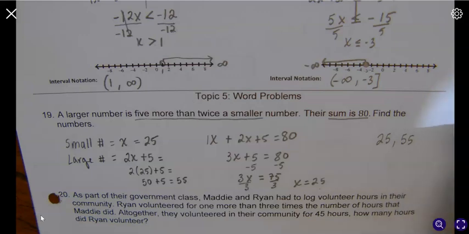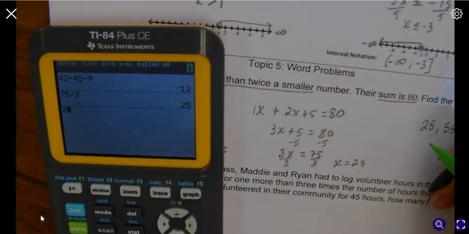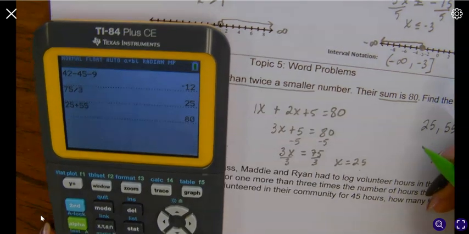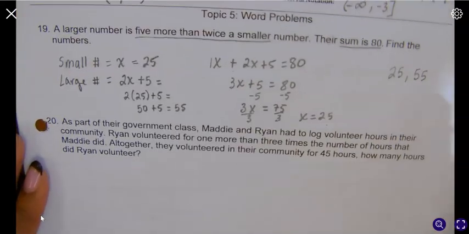And their sum has to be 80. Let's check if their sum is 80. I'm pretty sure it is. 25 plus 55, the sum is 80. There you go. So that's that.